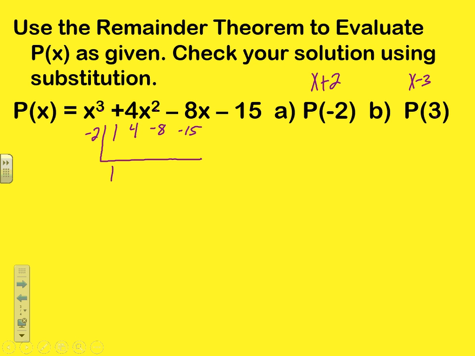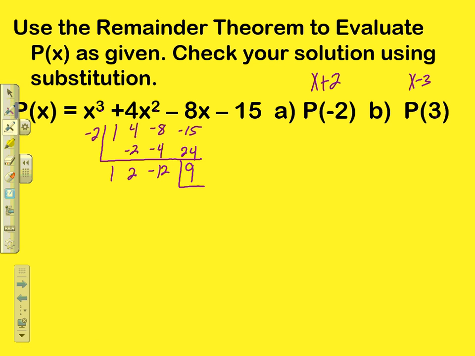Bring down the 1, multiply by negative 2, add those and I get 2, multiply and I get negative 4, add those together and I get negative 12, multiply those together and I get a positive 24, add those together and I get 9. So my remainder is a 9. Now let's check it using the remainder theorem.